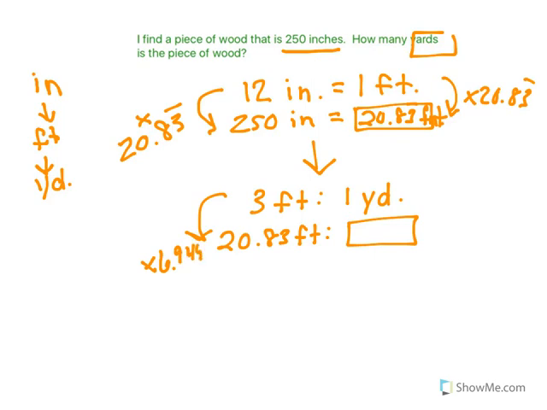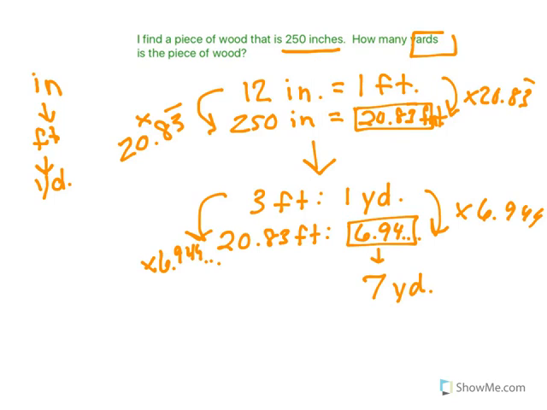a 6.944, and that keeps going on. So I would have to do the same thing over here. Luckily, I have a 1 involved, so it's telling me that it's about that, 6.944, and so I would probably say it's about 7. It's about 7 yards.